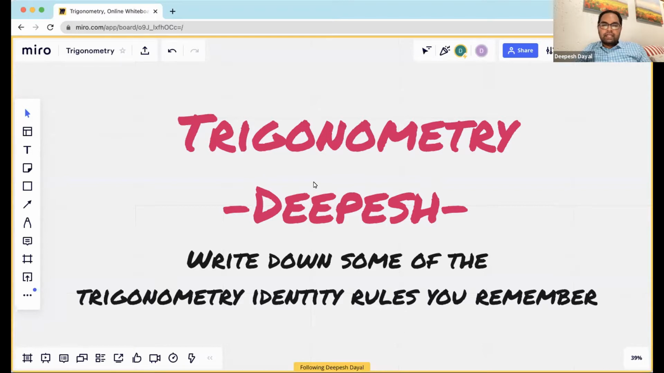If you can do me a favor and have a look at writing down some of the rules that you've learned so far for trig identities. We're going to give it 2 or 3 minutes, and we can all compare those rules and see what you remember from your trig identities.